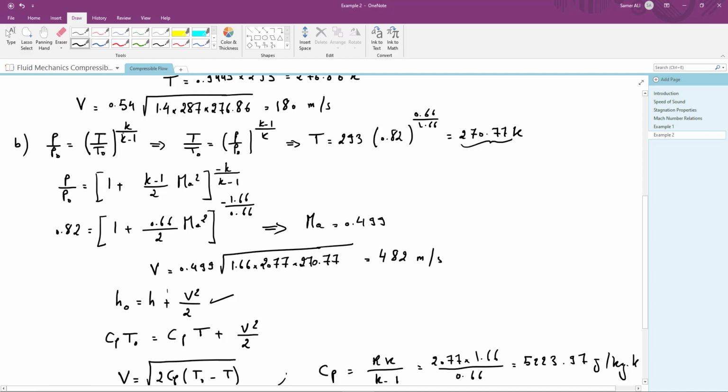So now we have finished this problem. In the next lecture, we will start to talk about the effect of the area change on the Mach number and on the properties of ideal gas, mainly the pressure variation and the temperature variation with respect to the area variation. So let's see how to do this in the next lecture.